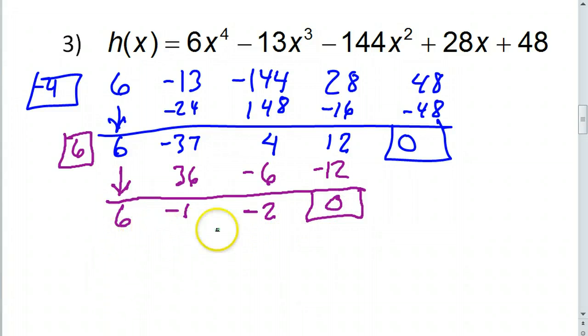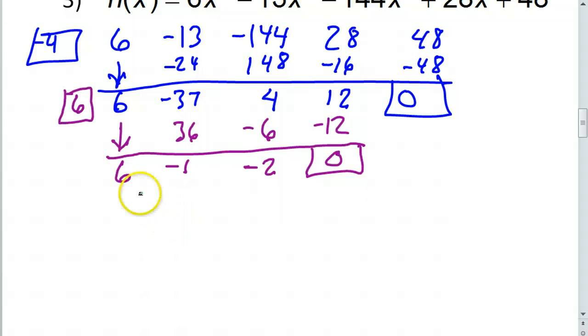Once you get down to three numbers, a trinomial, you're always good. You don't have to go any further than that. We can either factor it or complete the square or use the quadratic formula. There's always something we can do once it gets down to three numbers.